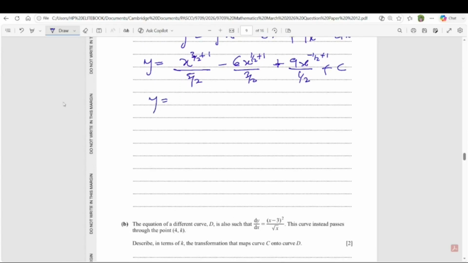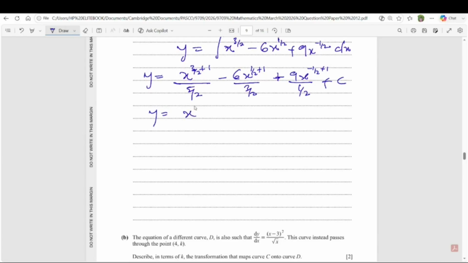Then we have y is equal to x exponent 5 over 2, and then we simplify the denominator, so it's going to be 2 over 5. Next we have 2 times 6, which is 12, divided by 3, that's going to be 4, x exponent half plus 1, which is 3 over 2. And then plus 2 times 9, which is 18, x exponent half, plus c. So that's our integral with respect to x.